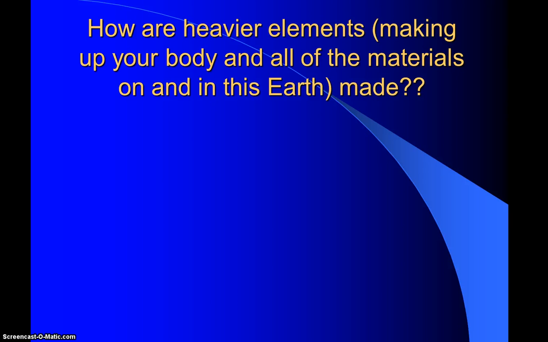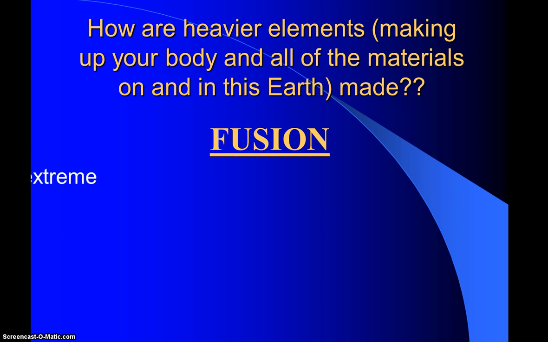So, how are heavier elements made? How are they made? And my friends, your body has carbon in it, oxygen, and other elements. You're sitting on a chair that has elements in it. You're breathing in air that has elements in it. Where did all these elements come from? They come from fusion. We start with hydrogen, and we progressively get heavier and heavier through fusion.